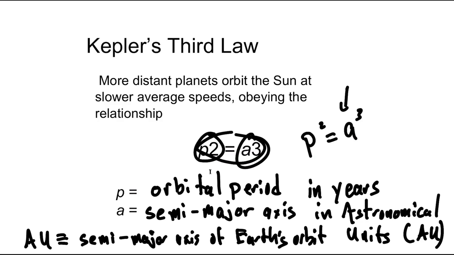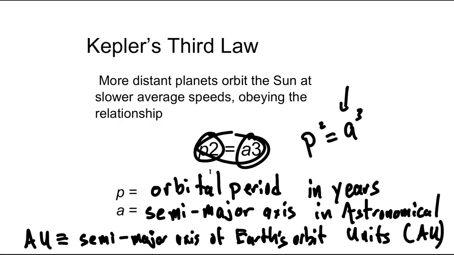Okay, real quickly, does it work for the Earth? That's always a good idea, to do a sanity check. Well, what is the orbital period of the Earth in years? I'll let you think about it. It's 1. In fact, that is the definition of a year. The definition of a year is the orbital period of the Earth. The definition of an astronomical unit is the semi-major axis of the Earth. So by definition, P for the Earth is 1, and A for the Earth is 1. 1 squared is 1. 1 cubed is 1, and 1 equals 1.